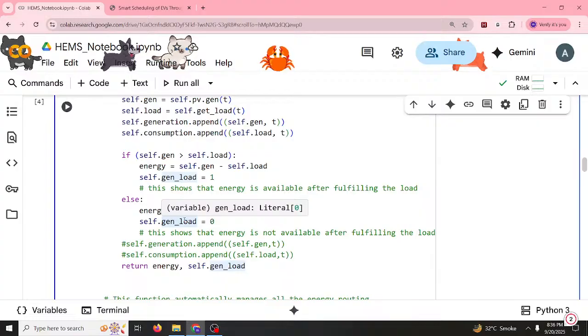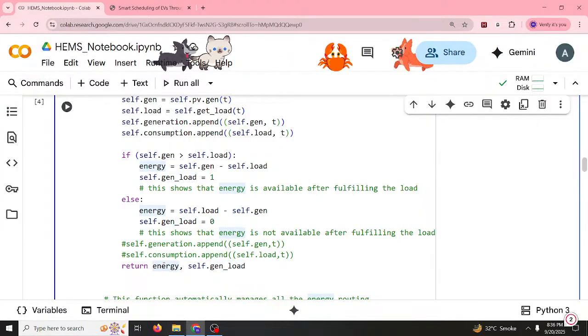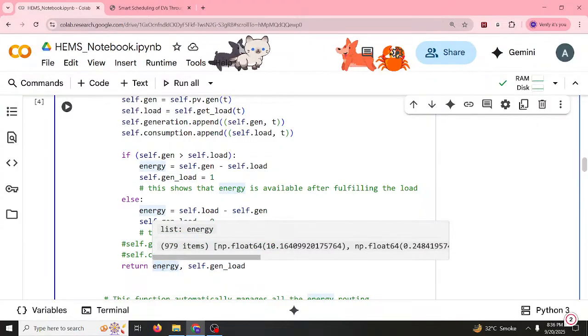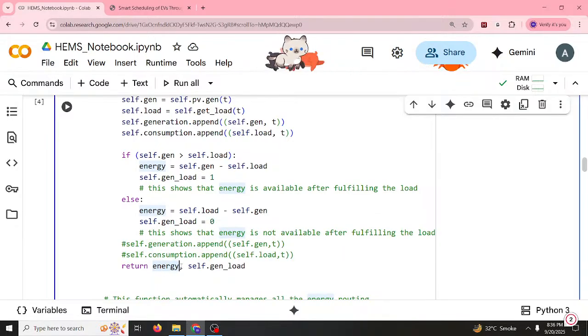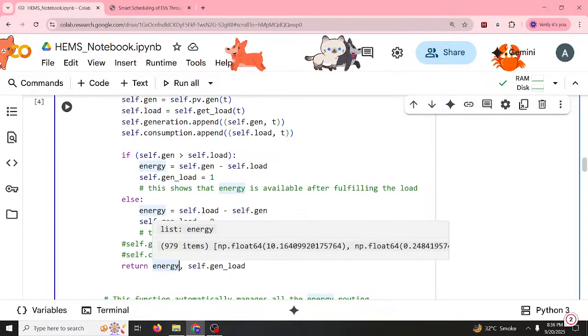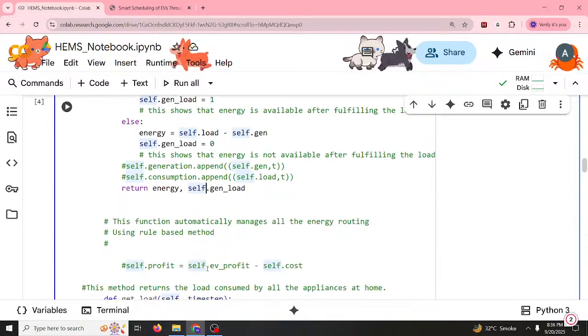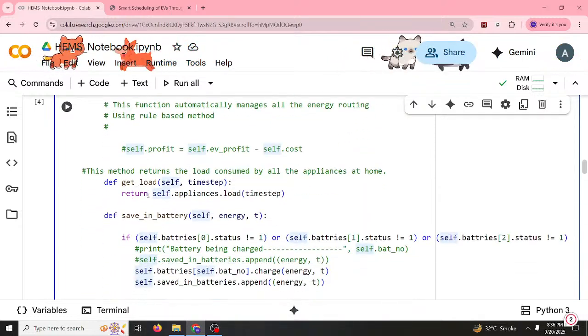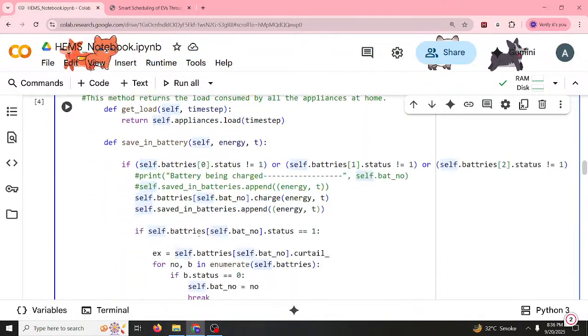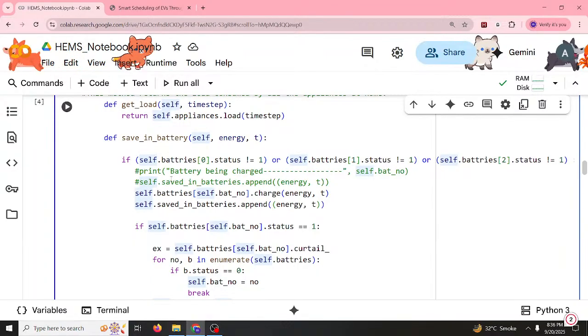So now what we have is that this energy is after fulfilling the load or having the remaining load, and this is the generation function here. So the get load function actually gets the appliances. Now let us move to the save battery function.